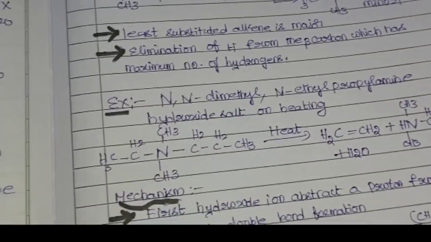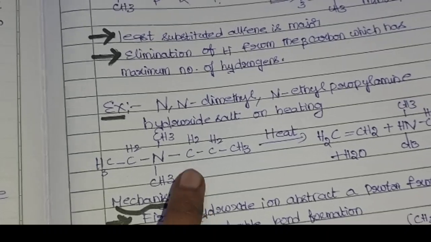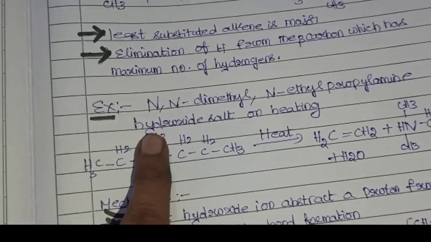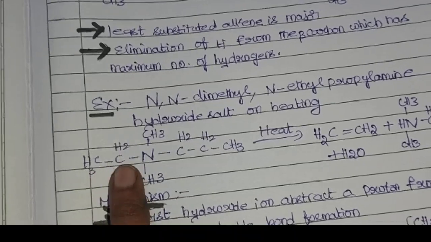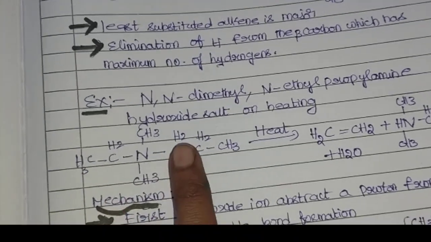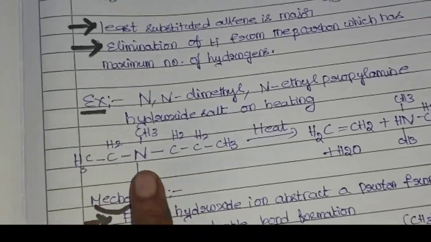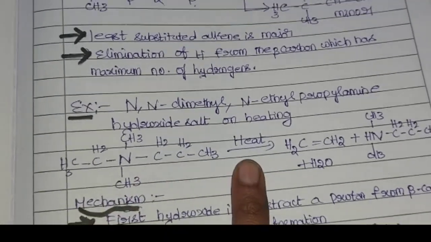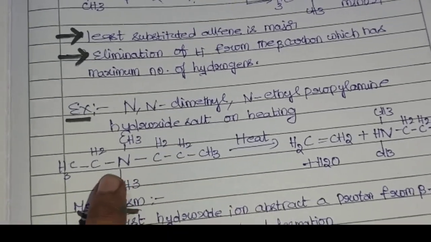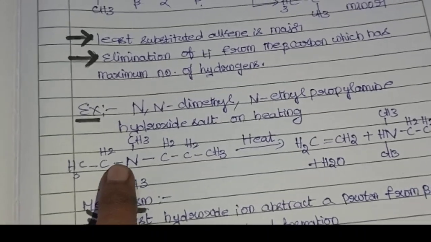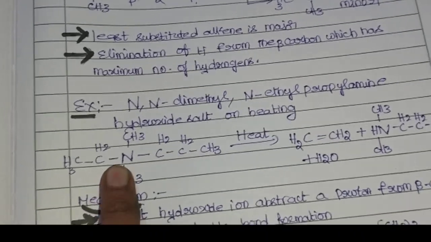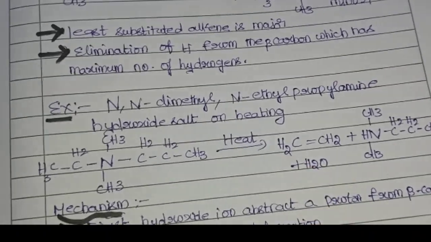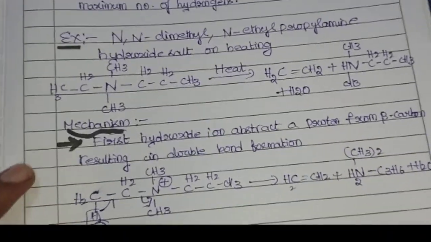Then one more example I am giving, N,N-dimethyl, N-ethyl propylamine. This is a hydroxide salt. When we heat it, what happens? The breaking of the bond takes place, and it will give an alkene, ethylene it gave. So how does it take place, what is the mechanism?